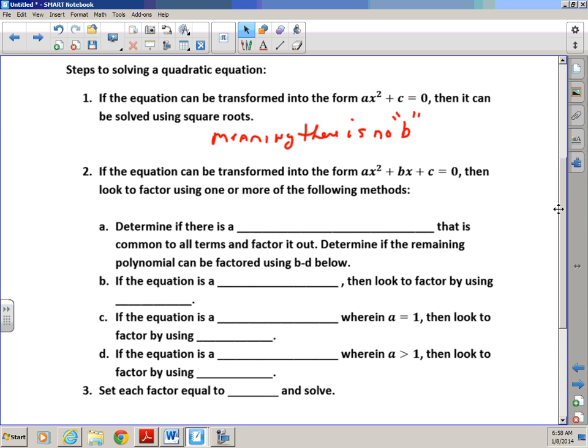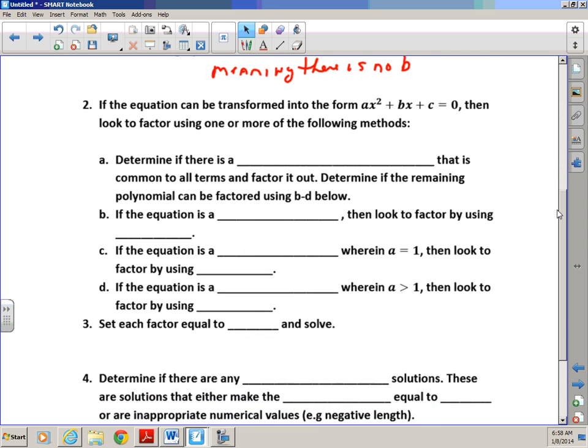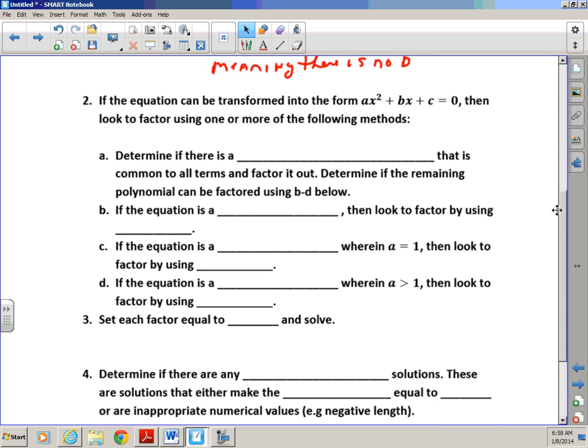Now, if the equation can be transformed into ax squared plus bx plus c, then look to factor using one or more of the following methods. In every factoring problem, we want to determine if there is a greatest common factor that is common to all the terms and factor it out. Determine if the remaining polynomial can be factored using b through d below.